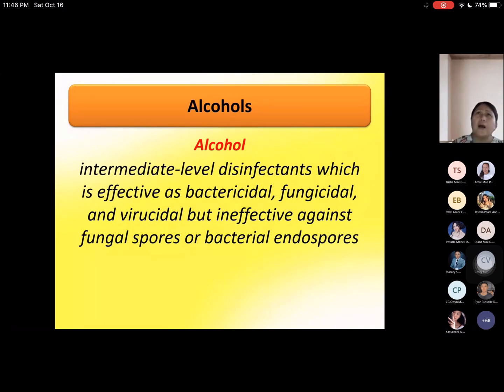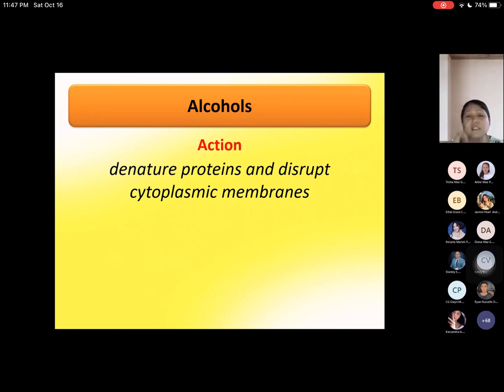So, like what I've said a while ago, there is limited usefulness of chemical agents. They are not in general effective or used on all of the microorganisms. So you can choose whatever chemical agent can be effective on certain or specific bacteria or microorganism. So this is the alcohol. It denatures protein and disrupts cytoplasmic membranes also. Same mode of action as phenol and phenolics.